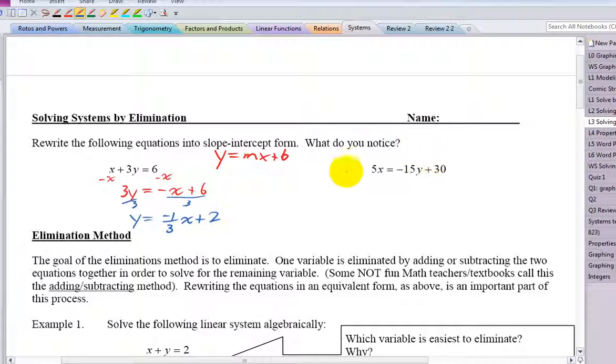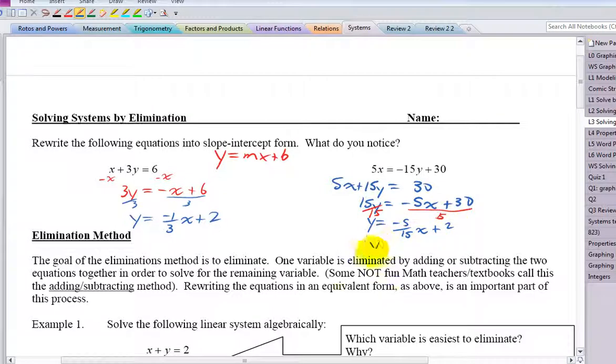Now for the next one, you can move the 30 over, or you can move the 15y over. Which one did you guys do? Move 15y? Okay, so 5x plus 15y equals 30. 15y equals negative 5x plus 30. And y equals... let's see here, divide them both by 15, be negative 5 over 15x plus 2, so y equals negative 1/3 x plus 2. I'll write it so you can see it. So at the beginning, they didn't look the same, did they? Are they the same? Exactly the same.